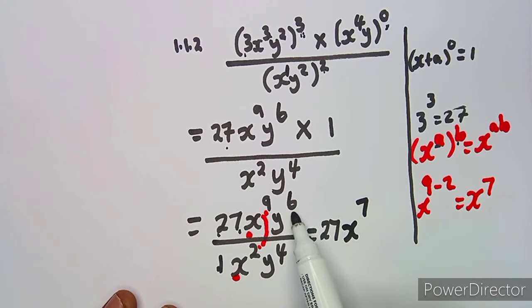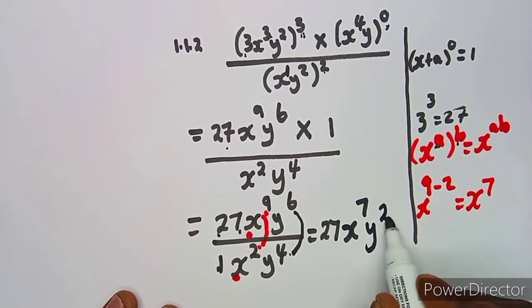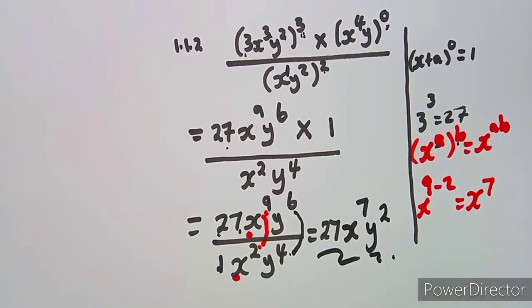The same with y here. Subtract 6 minus 4, which is 2. So that is what you're going to have. Because the bases are the same, we have to subtract the exponents because you are dividing the bases which are the same. So that is the idea or the concept on how you attempt such questions.